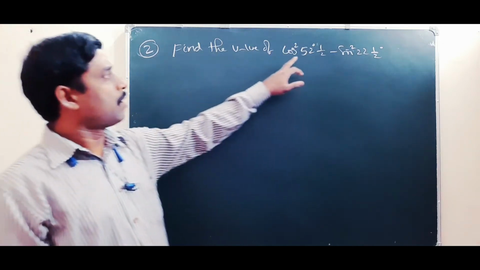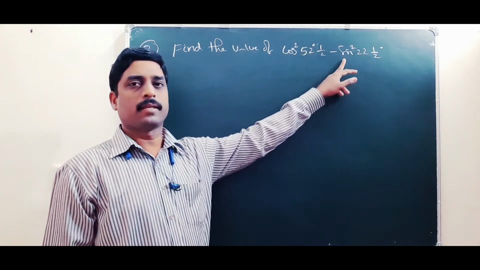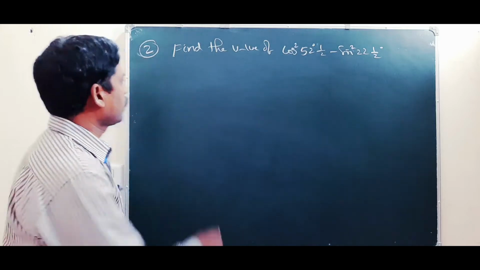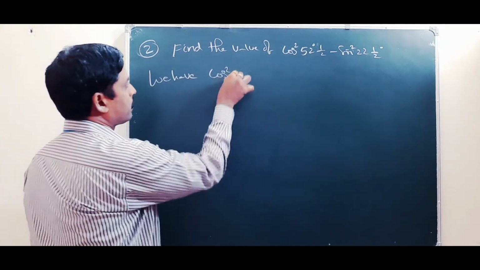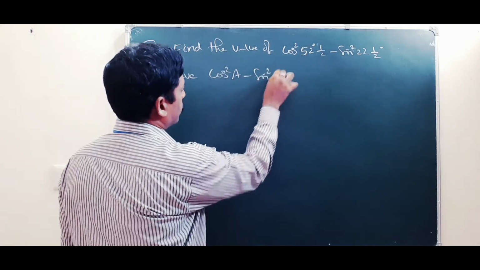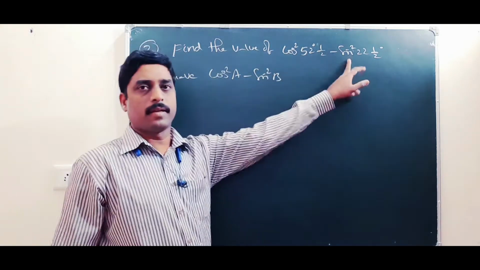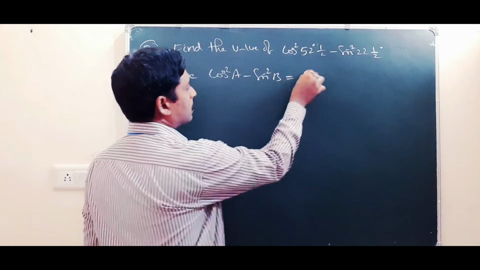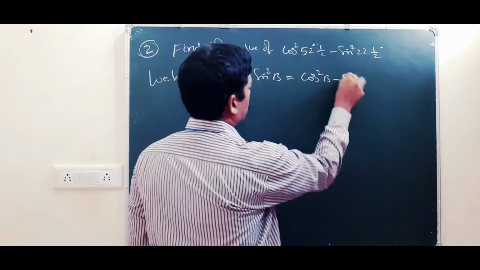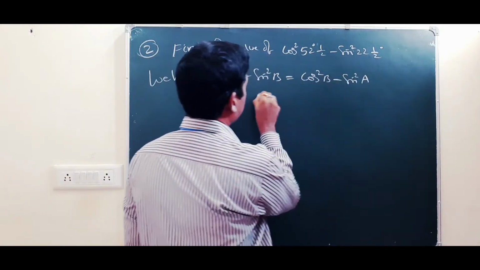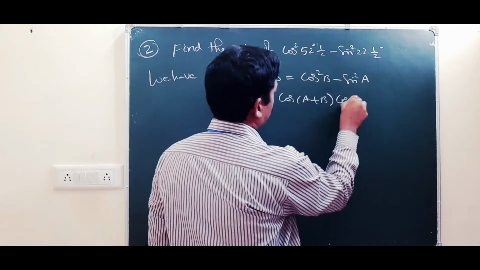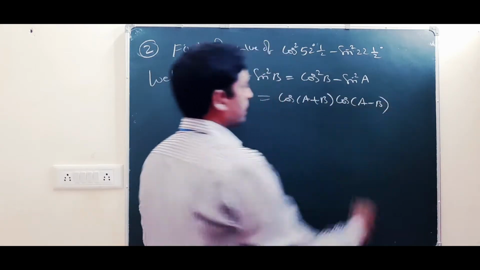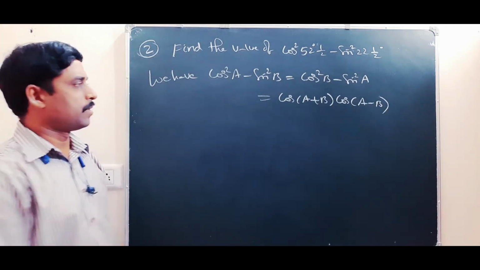Find the value of cos square 52 and a half minus sin square 22 and a half. We have cos square a minus sin square b. Cos square a minus sin square b, or cos square b minus sin square a, both are equal to cos a plus b into cos a minus b.